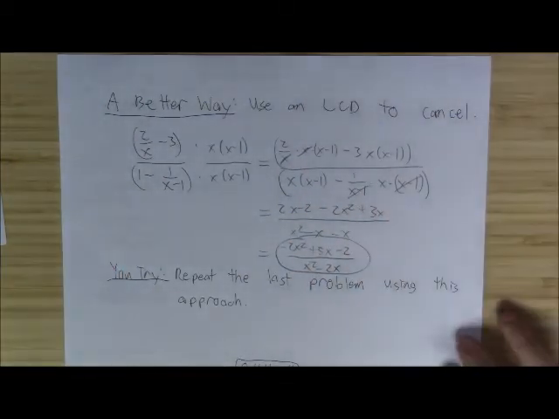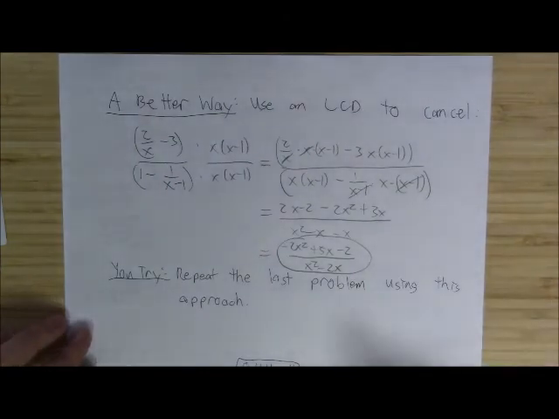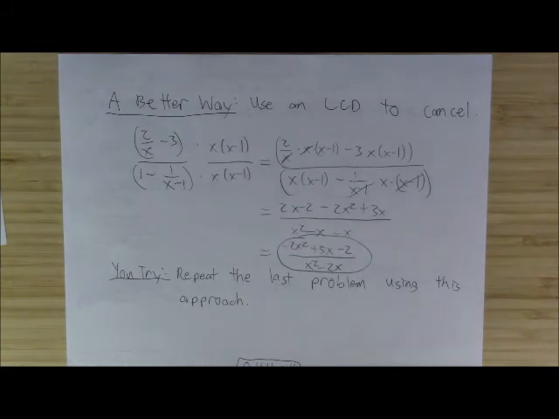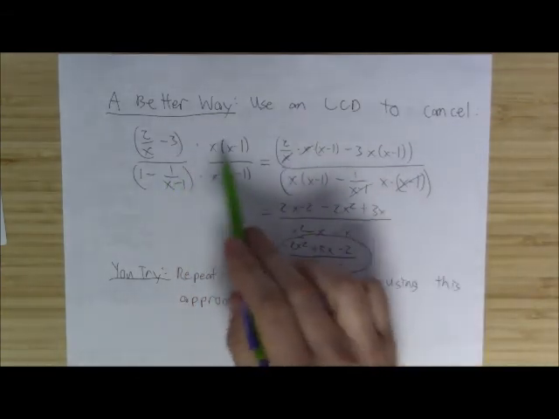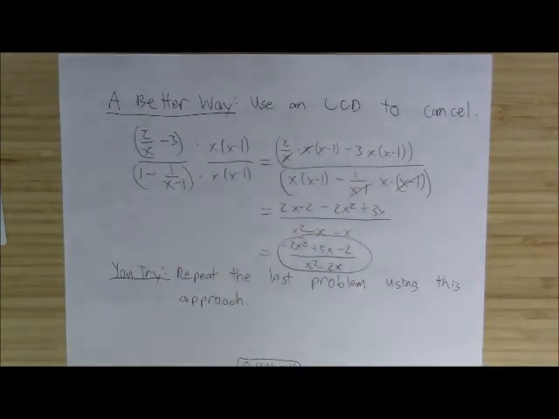So now, if you'd like to try this out, go ahead and repeat the last problem you did using this approach. You should be able to get the same answer. And the nice thing about this approach is that you don't have to do any of this division of fractions. You basically just cancel out each of your denominators by multiplying by the LCD.